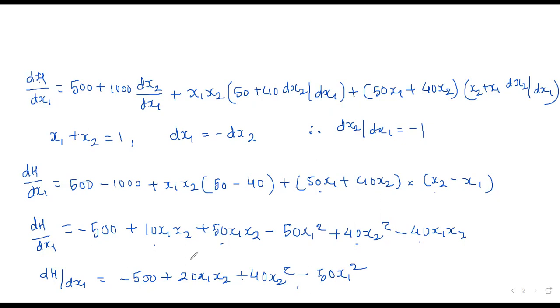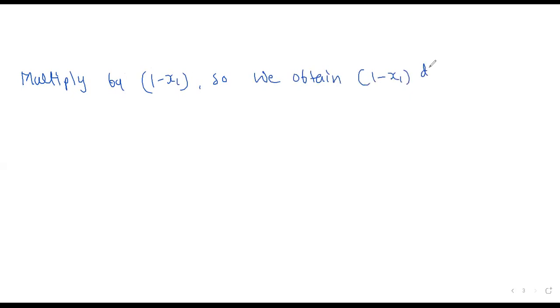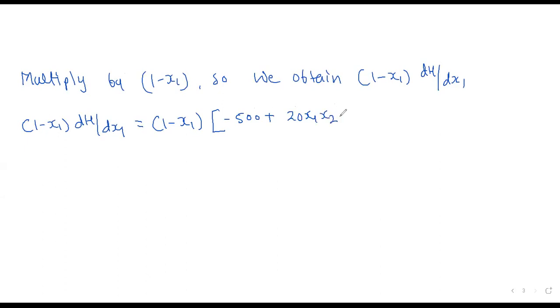Okay. Now we multiply by 1 minus x1. So multiply by 1 minus x1. So we obtain 1 minus x1 dh divided by dx1. So 1 minus x1 dh divided by dx1 is equal to 1 minus x1 times minus 500 plus 20 x1 x2 plus 40 x2 square minus 50 x1 square.